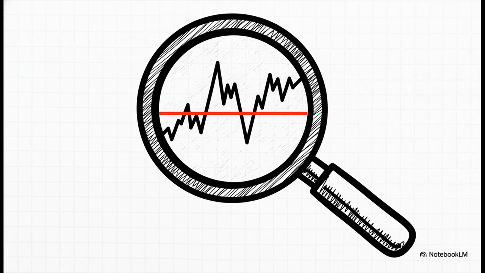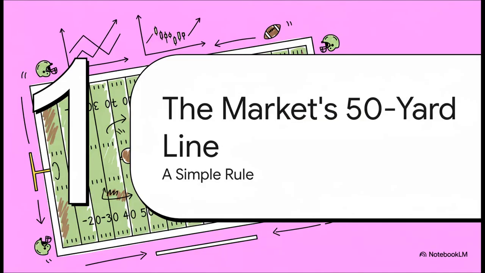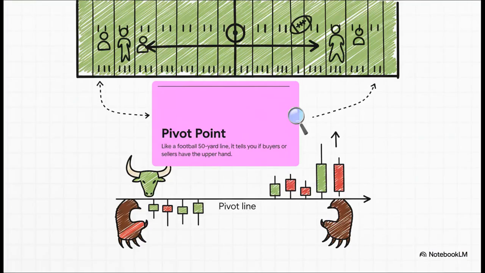That's right, just one. It's called the pivot point, and it basically acts like a line in the sand for the day's trading. Now, to really get this, let's use a super helpful analogy. Think of the market like a game of American football. The pivot point, that's your 50-yard line. It makes perfect sense, right?